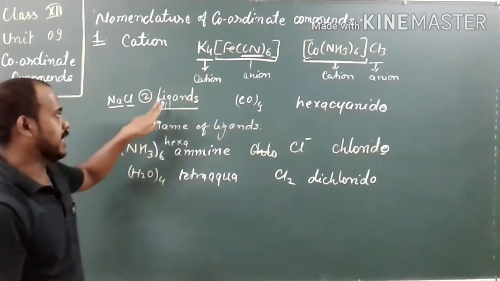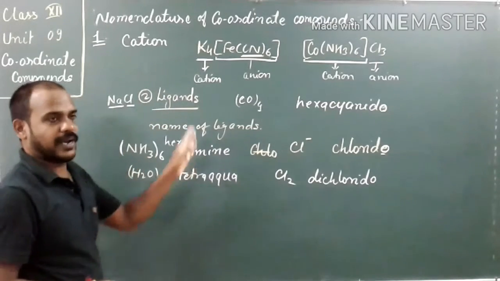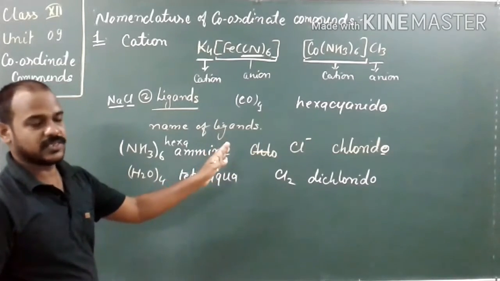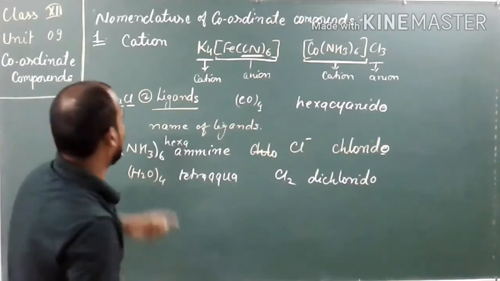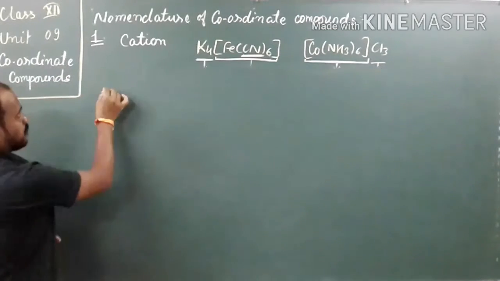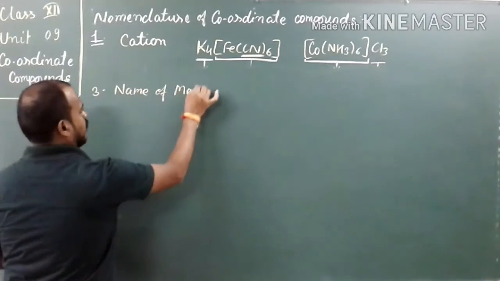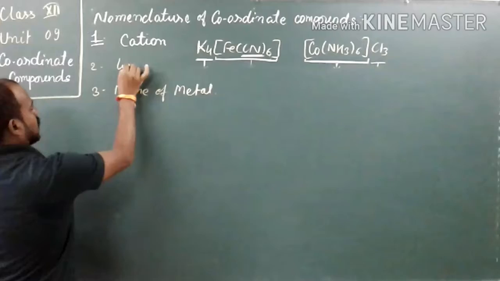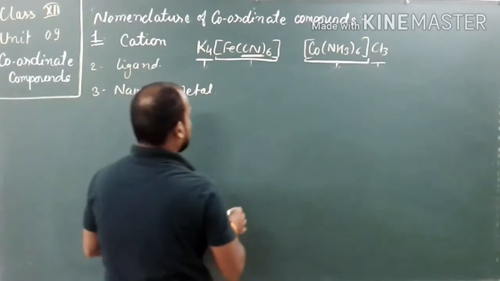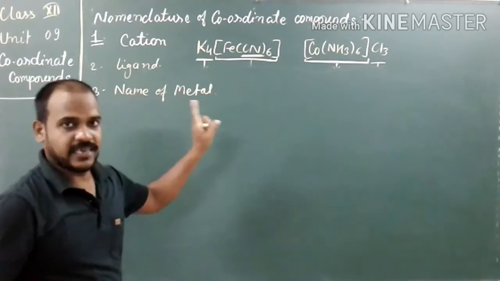So this is the name of ligand. In the name of ligands, first we will arrange them alphabetically, and after that number and name. For a neutral ligand, no change. If it is negatively charged, then use the suffix O. After the name of ligand, now we will write the name of metal. So see, the third point is name of metal. The second point was name of ligand.